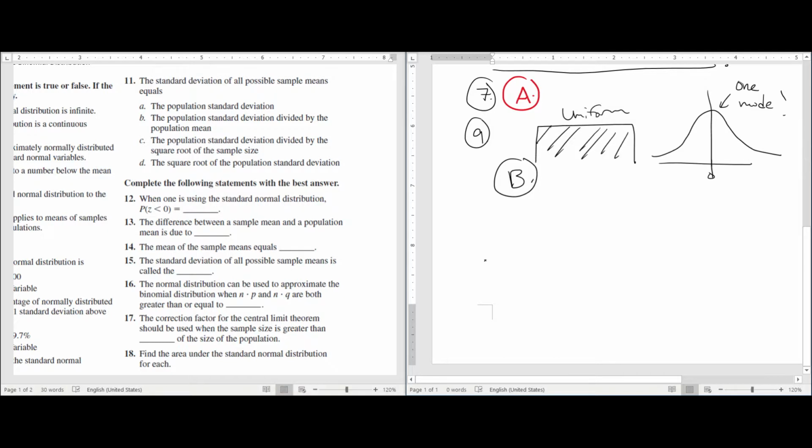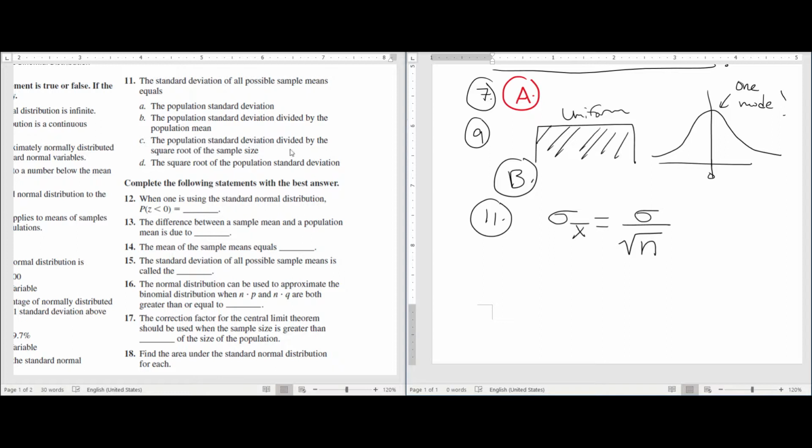All right, so the standard deviation of all possible sample means equals what? If you recall, the standard deviation of all possible means, so this is the standard deviation of the means. Remember the sigma x bar? That's a 6.4 concept, the central limit theorem. That is equal to the original population standard deviation divided by the square root of the sample size.